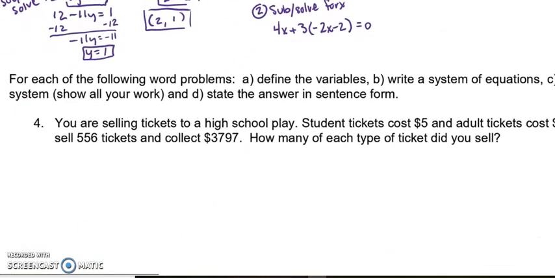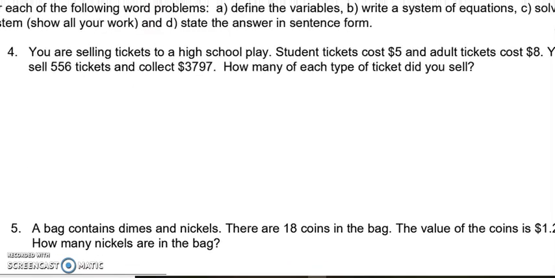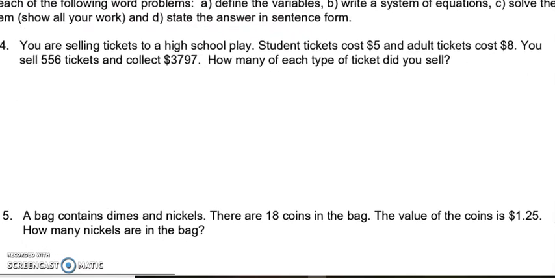Okay, the other one is these word problems. I don't want you to get confused by these. So let's look at number 4, and I'll give you the answers to most of these in just a second. So you're selling tickets to a high school play. You're selling student tickets. And we're selling adult tickets. From here, you need to decide what letters represent these because we want to know how many of each type. So we want to know how many student tickets, how many adult tickets. I call this a how much, how many question.